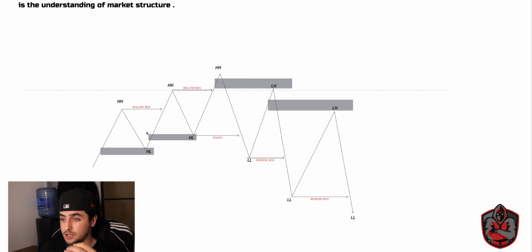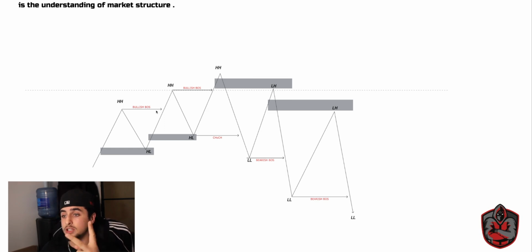As you can see, price was in an uptrend right here, and then what happened? Price printed a low, taking out the recent higher low, pulls back in, creating a lower high, mitigating a level of supply, and then continuing to print lower lows and lower highs.